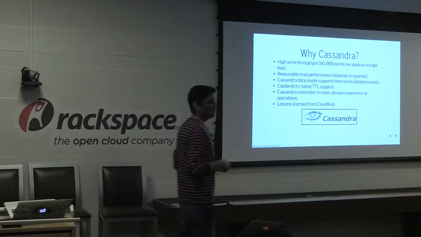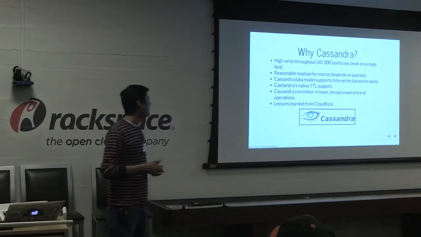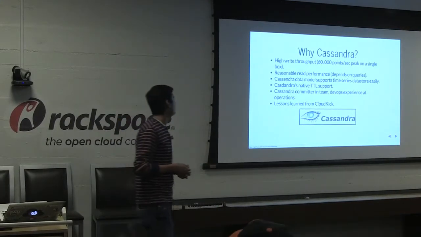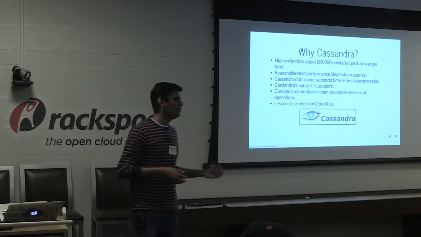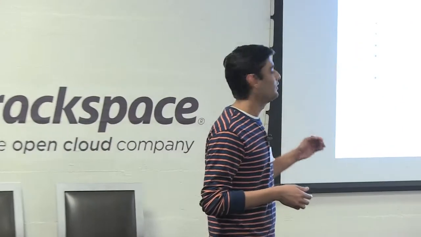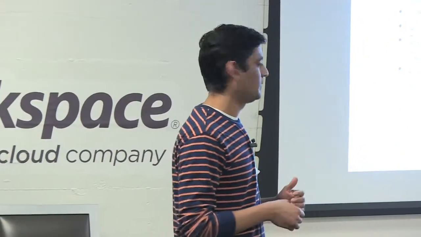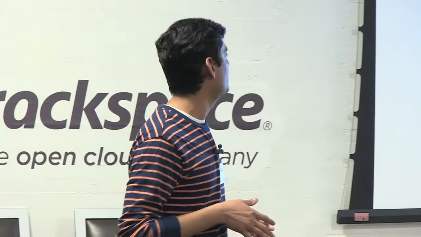We also get reasonable read performance. It depends on your queries, your time ranges, and whatnot. But the read performance has been really acceptable for us. Cassandra's data model allows you to store time series data really well. The column-oriented database actually works well for us. And Cassandra also supports native TTL, which is good because we want our metrics to go away from the data store at some point. The cost of storing fine resolution samples is just exorbitantly high, right?